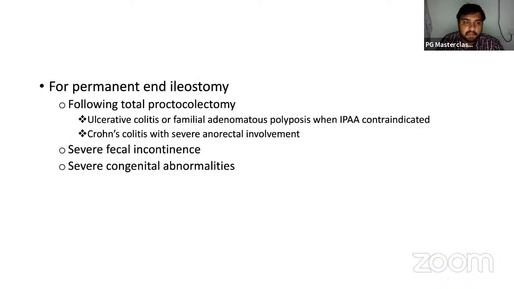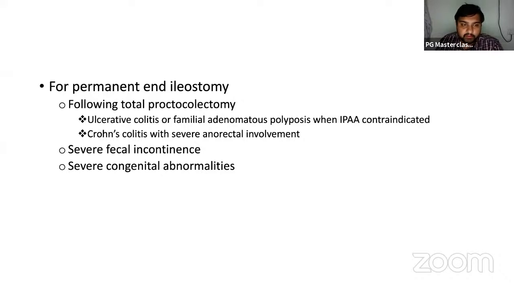For permanent end ileostomy, following total proctocolectomy, as in cases of ulcerative colitis or familial adenomatous polyposis, when ileal pouch and anal anastomosis is contraindicated, there is extensive rectal involvement or severe anorectal disease is also present in ulcerative colitis, and an ileal pouch cannot be formed. In those cases, we have to go for a permanent end ileostomy.